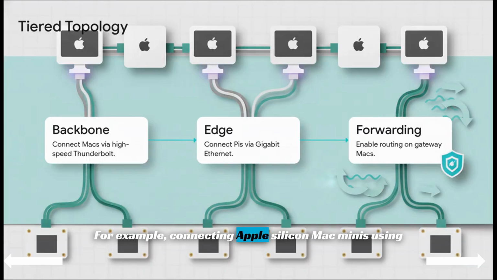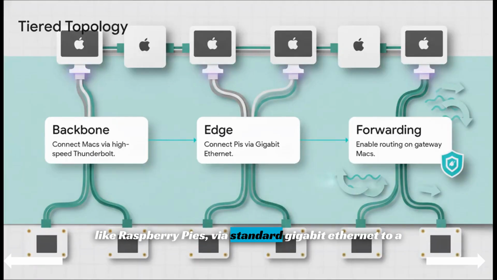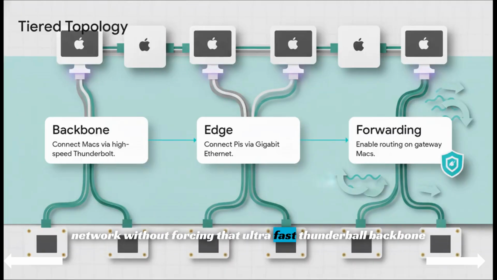For example, connecting Apple Silicon Mac Minis using Thunderbolt cables on a dedicated subnet that gives you 20 to 40 gigabits per second. Next, you build the edge, connecting your lower power boards like Raspberry Pis via standard Gigabit Ethernet to a secondary interface on one of those Macs. Finally, you enable IP forwarding on that gateway Mac. This ensures your edge devices can communicate across the network without forcing that ultra-fast Thunderbolt backbone to slow down to Ethernet speeds. It's a brilliant workaround.